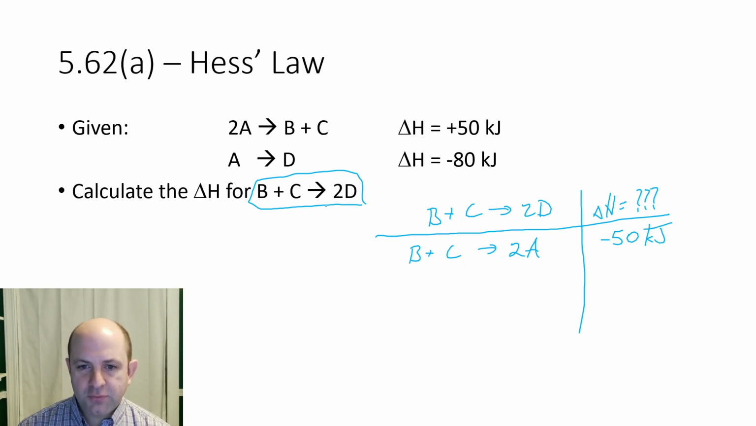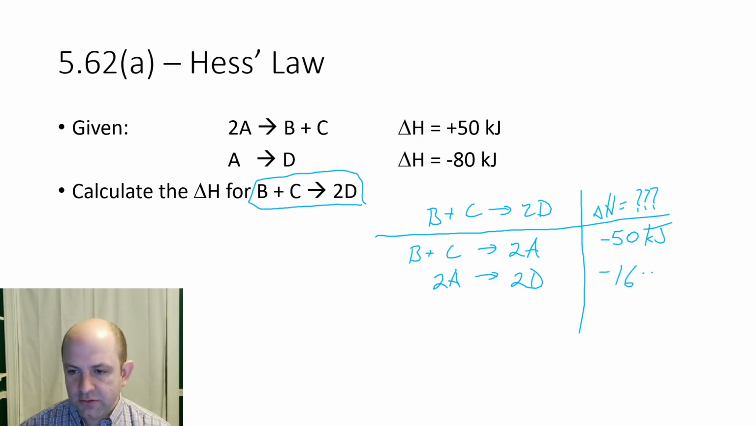All right, for the next one, I want D to be a product, but I need two of them. And here I've only got one. So that tells me I need to double this equation. So it'll be 2A goes to 2D. And because I doubled that equation, I need to double the delta H. So it's no longer negative 80. It's now negative 160 kilojoules.